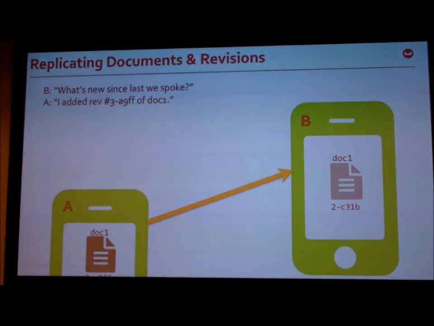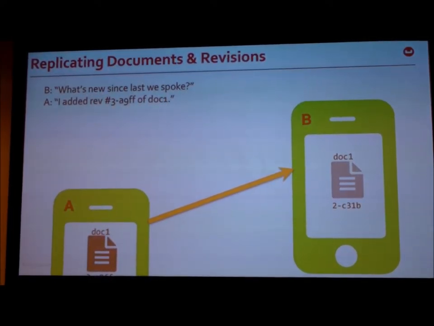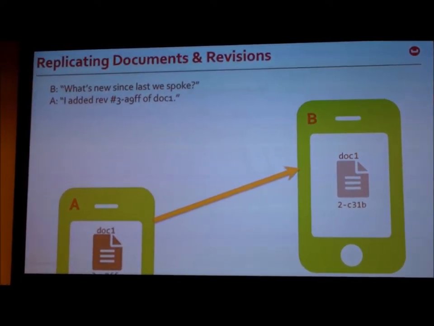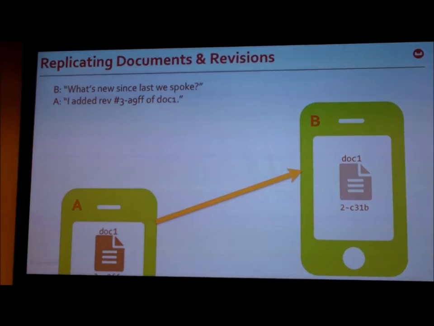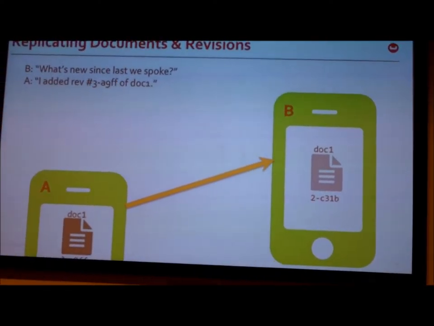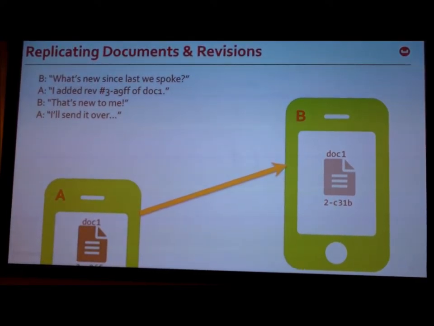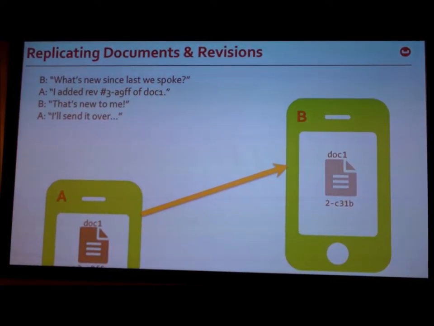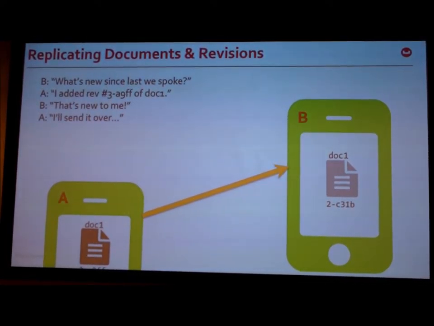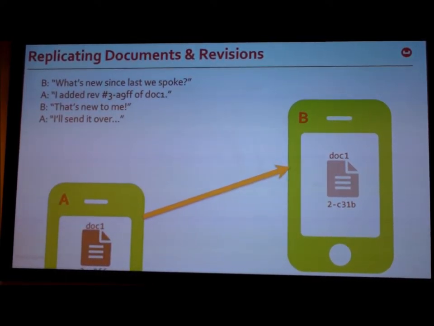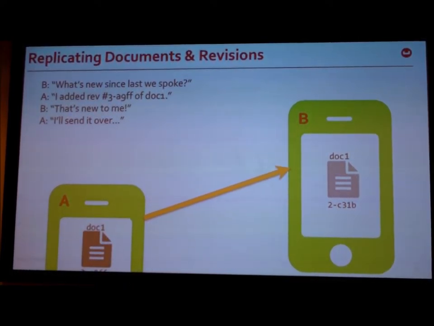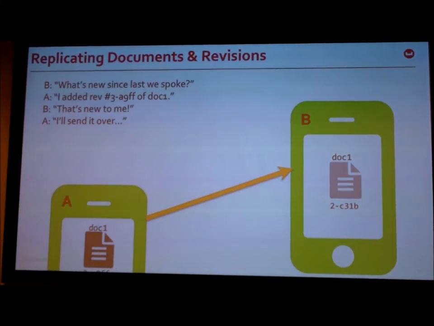So, replicating documents. I've got device A and B. Device B has a revision, in this case revision 2, and device A has revision 3. Now, the basic concept is that device A is advertising his document and saying, hey, I've got a different revision. Device B sees that, says, hey, that's new, and I'm going to go ahead and get it.